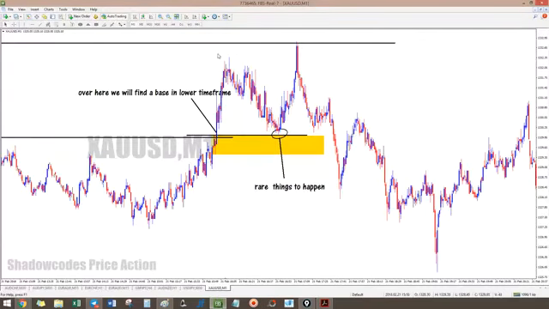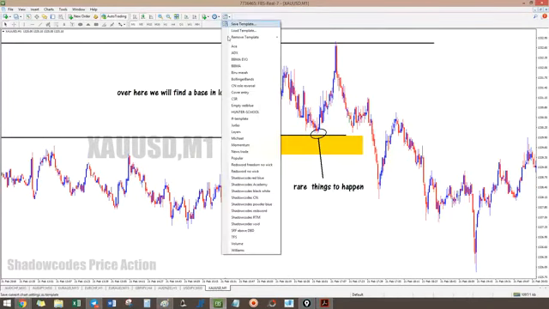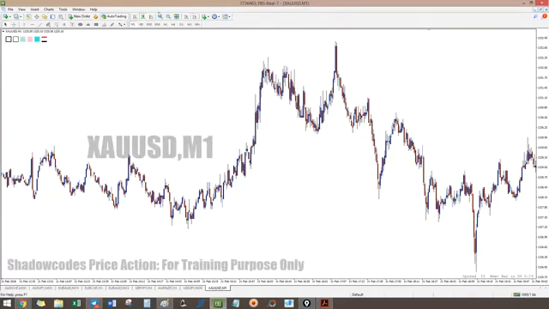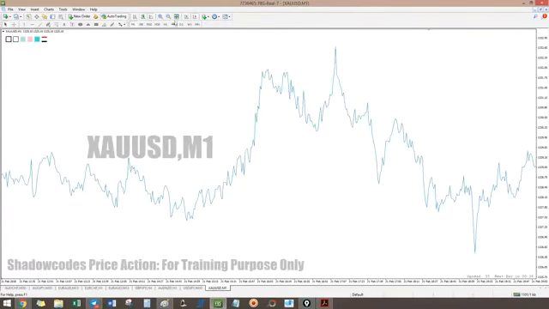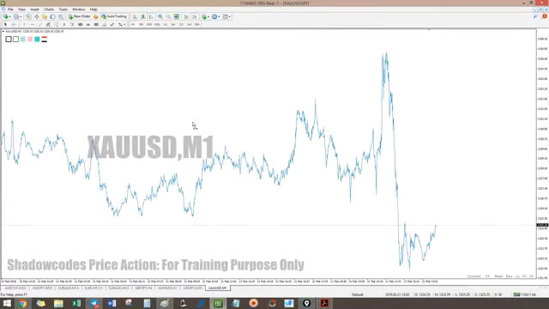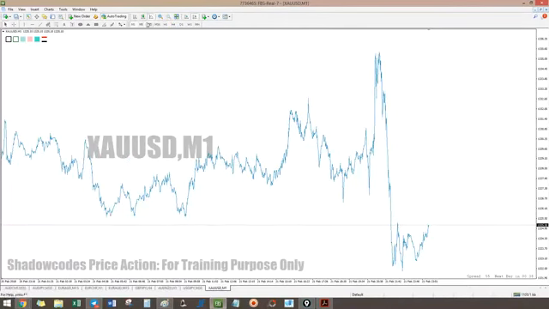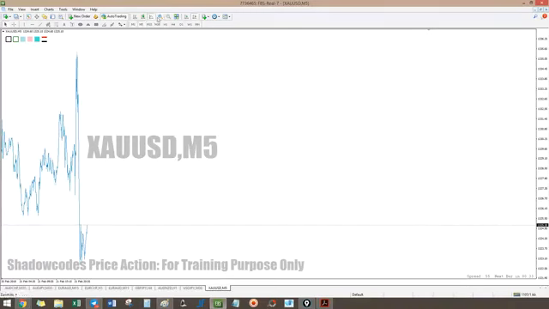So how to find a high liquidity zone in the chart? I think we can get an example from here. First, you change to line chart. You need to go to a higher time frame.